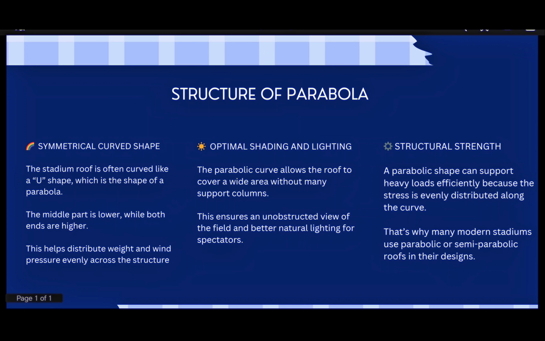The parabolic curve allows the roof to cover a wide area without many support columns. That means it doesn't need a lot of pillars or walls to build. This shape also gives a clear view and better lighting for the audience. Lastly, it gives more strength to the structure. Again, the symmetrical shape can balance the weight of the loads because it is evenly distributed. That's also the reason why we see many modern stadiums use a parabolic roof for the design.